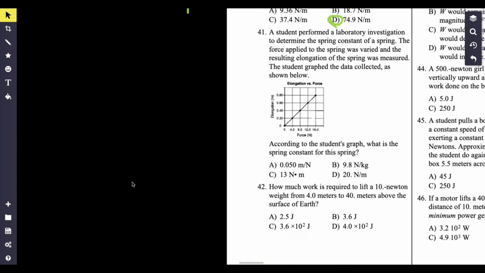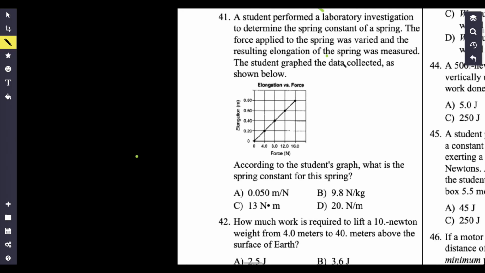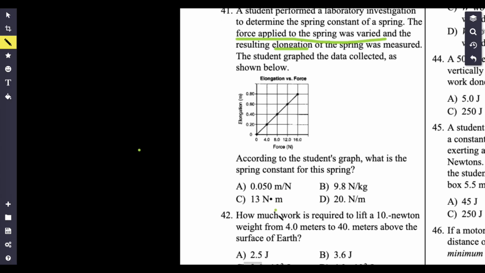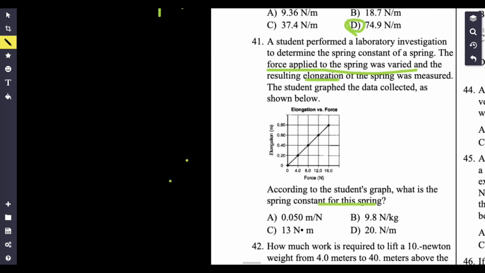A student performs a laboratory investigation to determine the spring constant of a spring. The force applied to the spring was varied and the resulting elongation of the spring was measured. What is the spring constant for the spring?